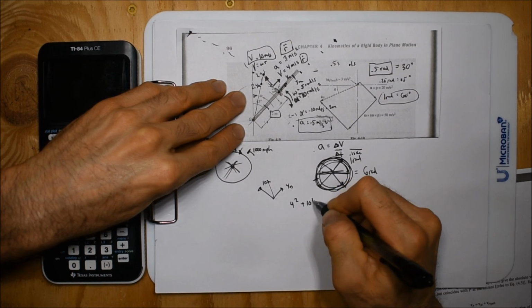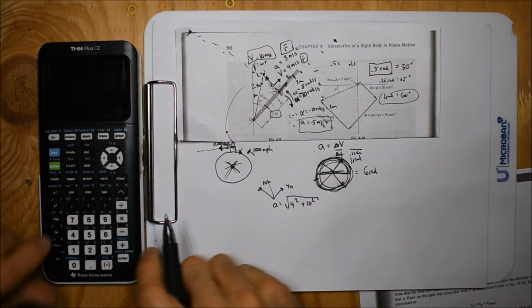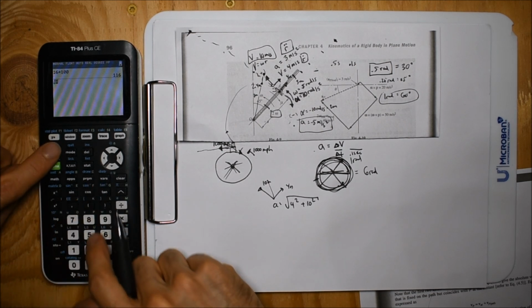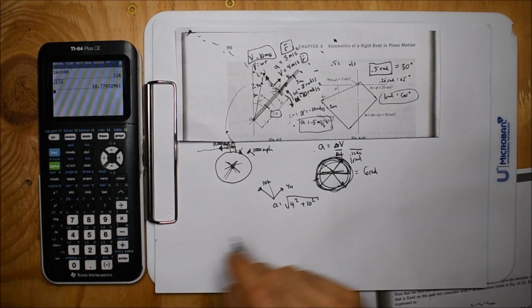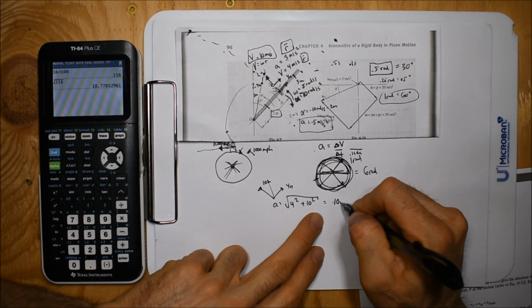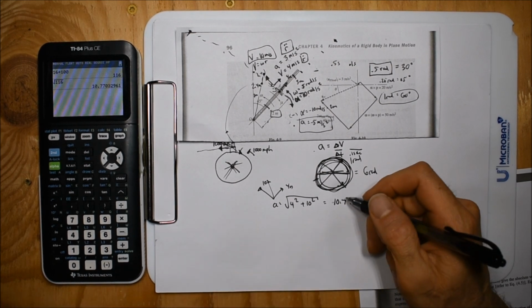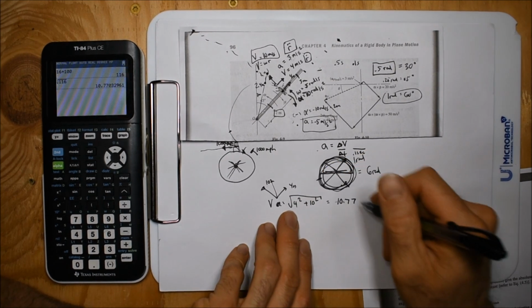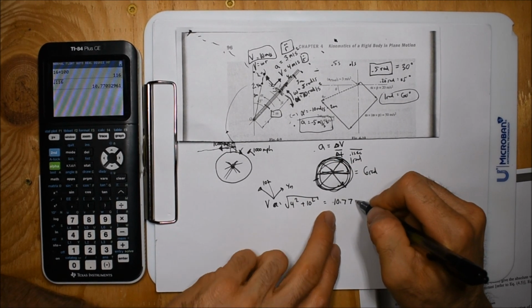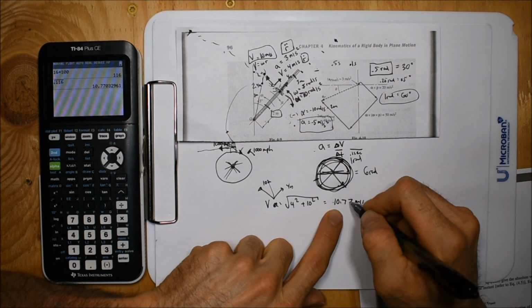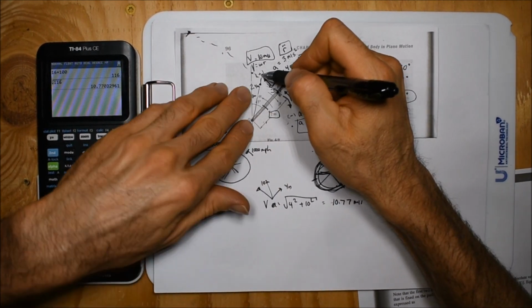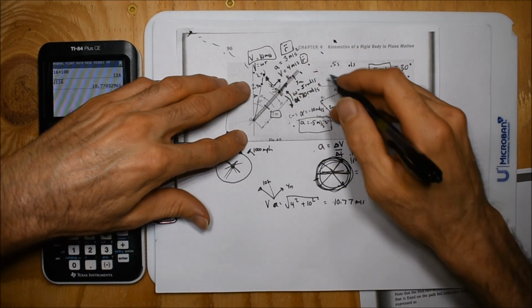4 squared plus 10 squared, square root of that. And let's type it in. That's going to be 16 plus 100, square root of 116. So this acceleration is 10.77. No, sorry, shoot, this is velocity. Excuse me. Because this is the velocity. So your velocity is 10.77 meters per second at this point. So now we're going to go over here and check this out.